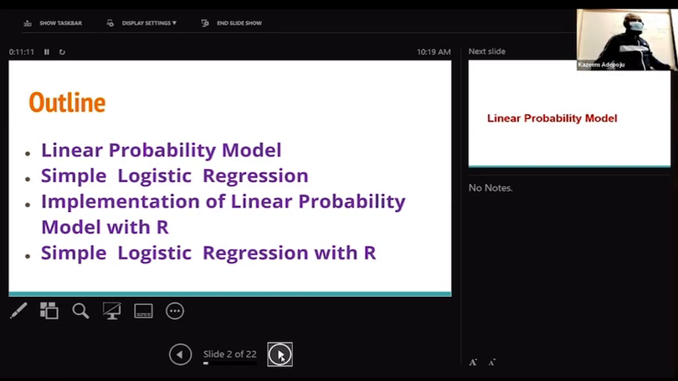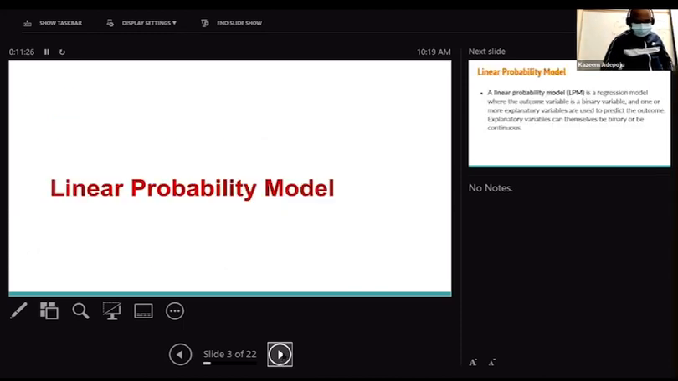Then I'm going to introduce simple logistic regression. Then I'm going to talk about how we implement the linear probability model in R, and how we implement simple logistic regression in R. Now, I want to start with the linear probability model.